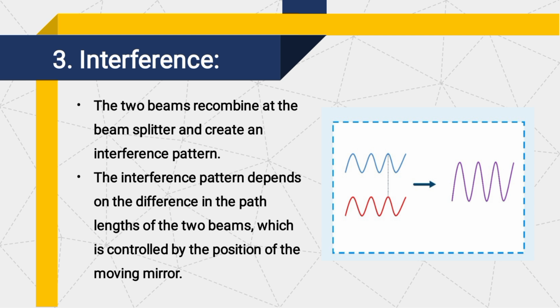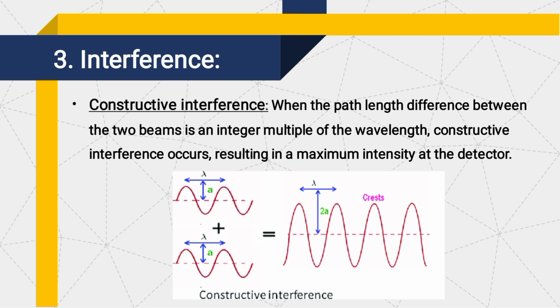Next, interference. There are two types of interference patterns that are produced. The two beams recombine at the beam splitter and create an interference pattern. The interference pattern depends on the difference in the path lengths of the two beams, which is controlled by the position of the moving mirror. Number one is constructive interference. It is produced when the path length difference between the two beams is an integer multiple of the wavelength, resulting in a maximum intensity at the detector.